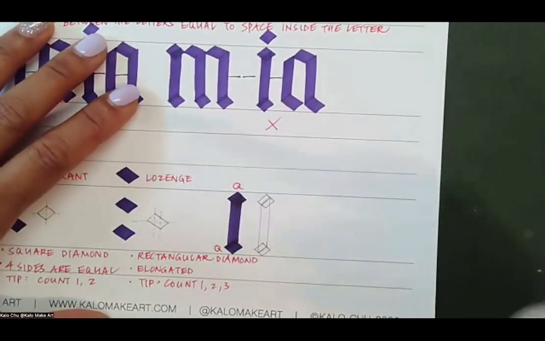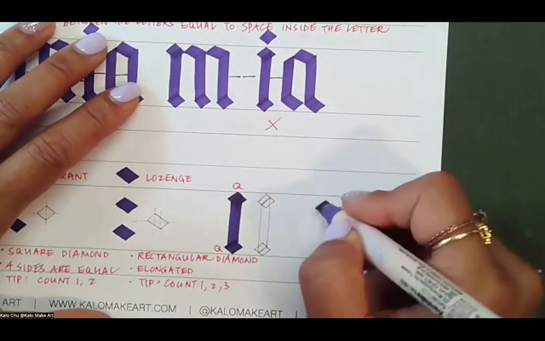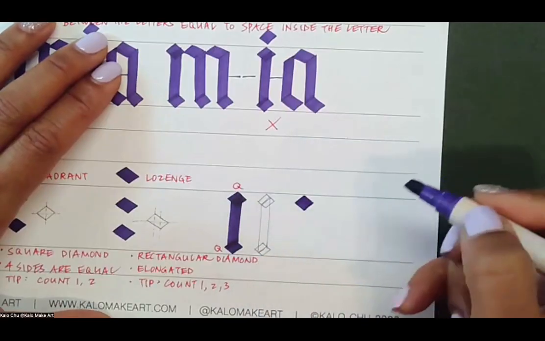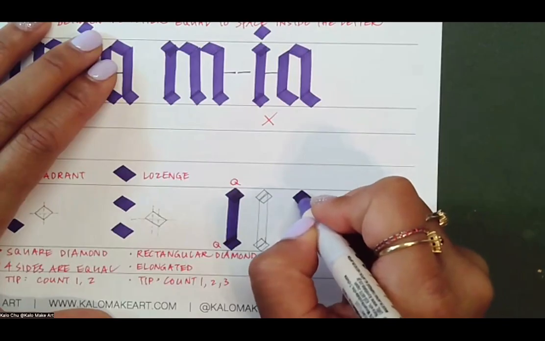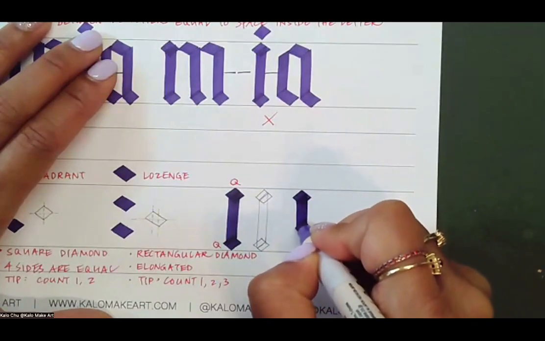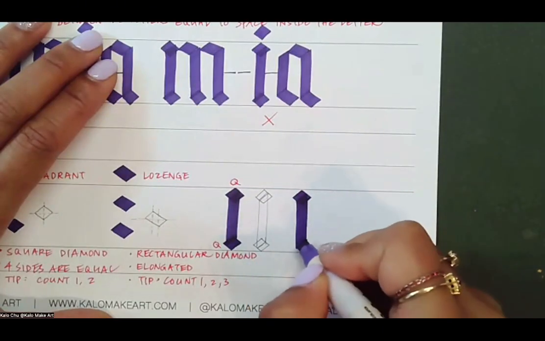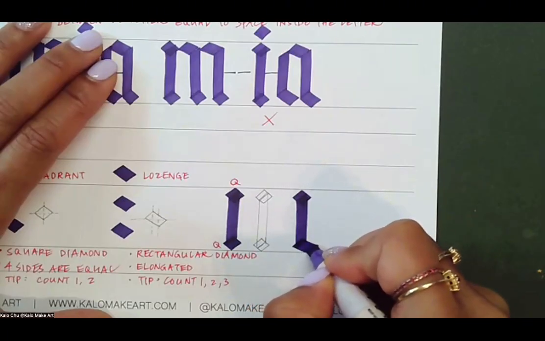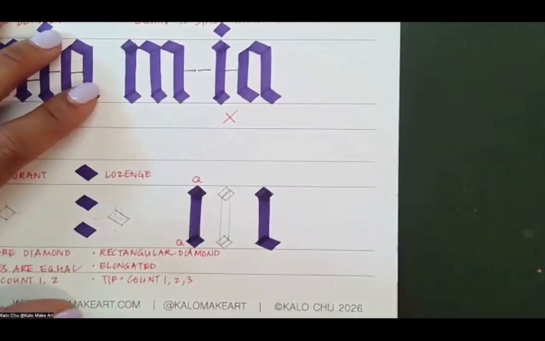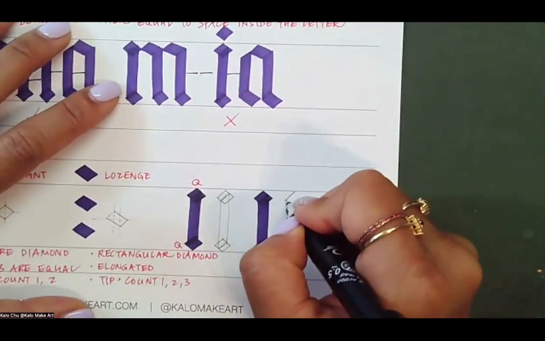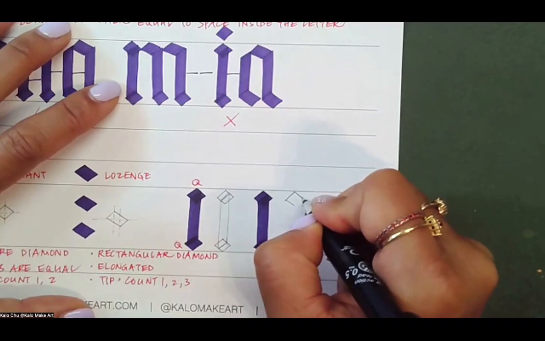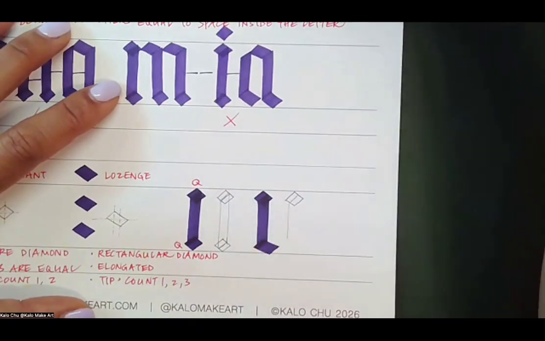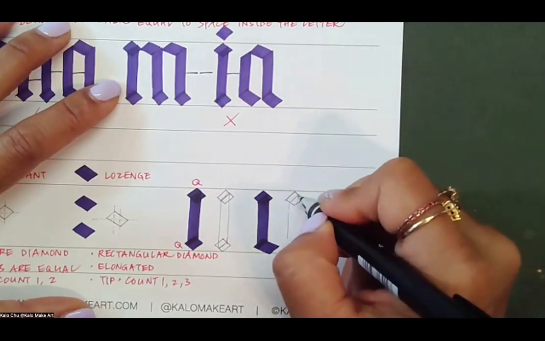Now, we try a quadrant connected to a lozenge. So a quadrant, square diamond, vertical, and then now this time you pull it a bit longer. You can count one, two, three, right? Now, if I draw this out, again, you have the diamond on the top, the vertical, then you have the vertical.